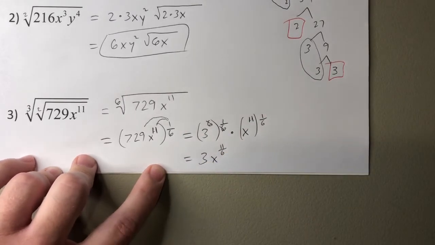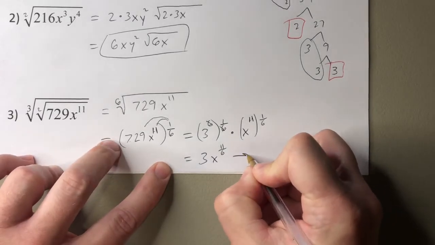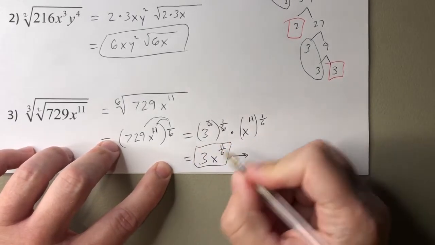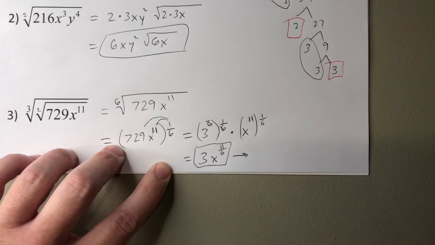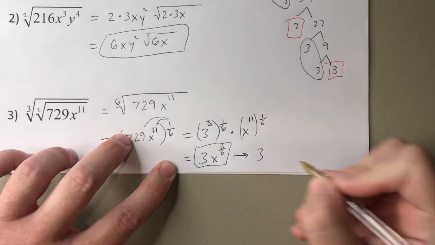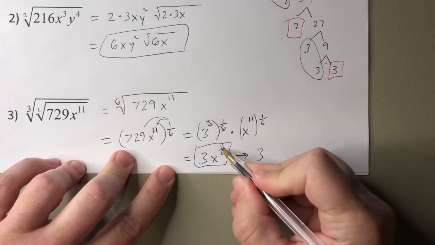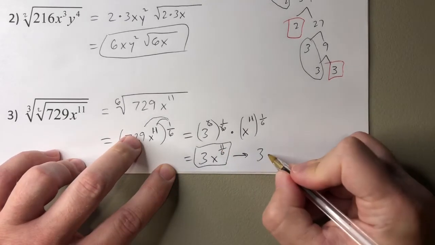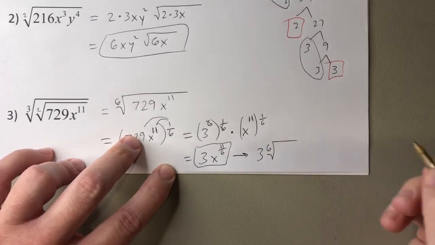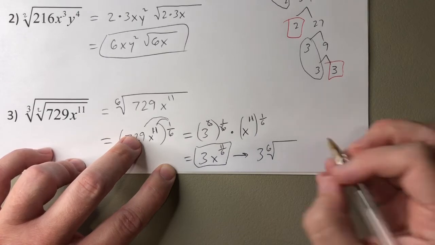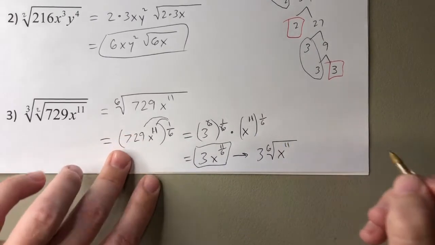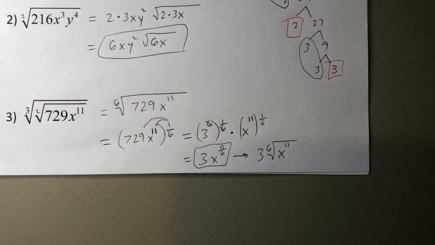If you really wanted to, you could rewrite this from rational exponent form to radical form by keeping the 3 in front, and then let's review this. What does x to the 11 over 6 really mean? It means the 6th root of x to the 11th. Oh, so wait a second. Are we finished with this? Is this in simplest radical form? No, it is not.